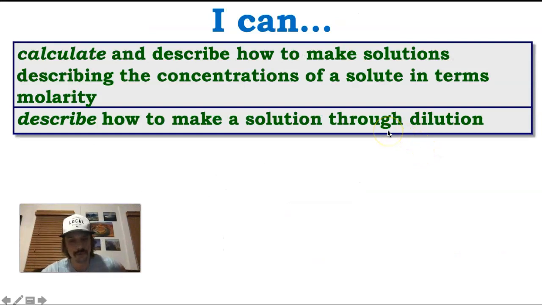All right, so those are some examples of describing how to make a solution using a solid and diluting. And that was our goal for today.